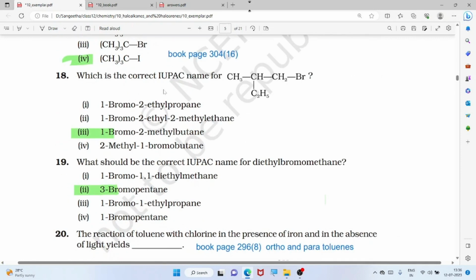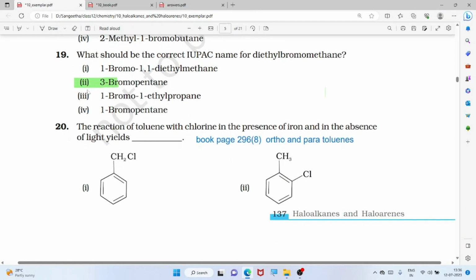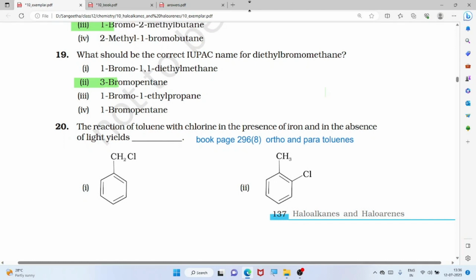Which is the correct IUPAC name for this? This is 1-bromo-2-methyl. What should be the correct IUPAC name for this? You can go through this IUPAC nomenclature.